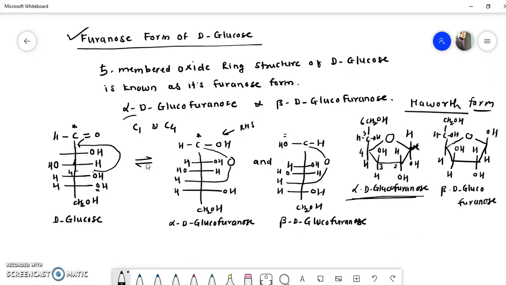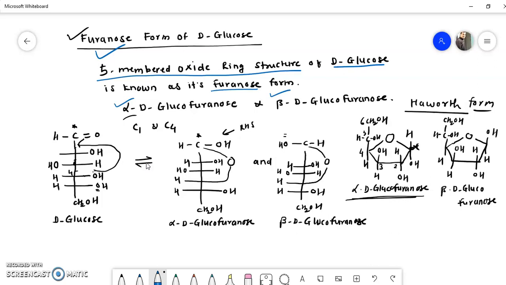So this is all about the furanose form of D-glucose. I will explain once again. Okay, so what is furanose form? Furanose form is nothing but a 5-membered oxide ring structure of D-glucose. Okay, that is known as a furanose form. So there are two furanose forms possible. One is alpha D-glucofuranose and another one is beta D-glucofuranose.